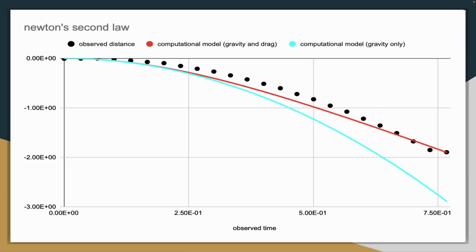This is my graph. As you can see, it's labeled with observed distance, computational model with gravity and drag, and a computational model with gravity only. Initially, you can see that they all follow a similar path until the later portion where the computational model with gravity only begins to stray farther and farther away because it does not account for drag, as does the computational model with gravity and drag and the observed distance.